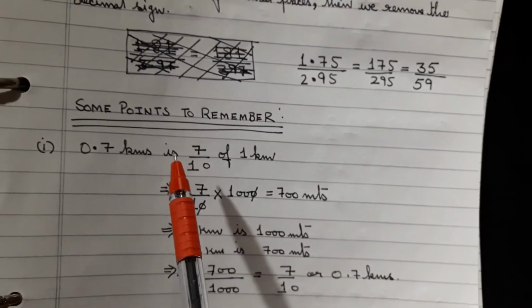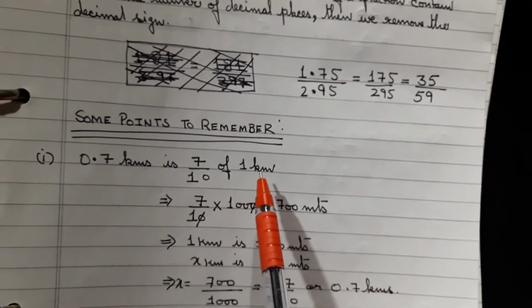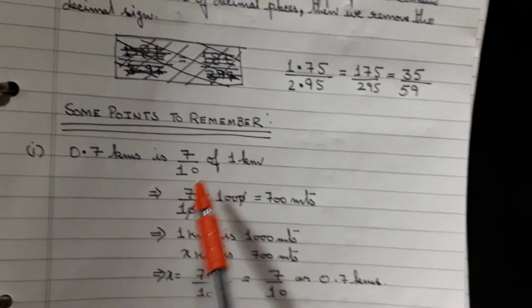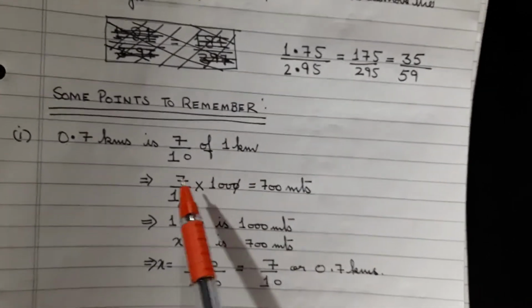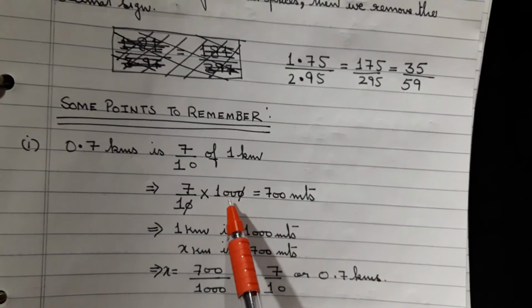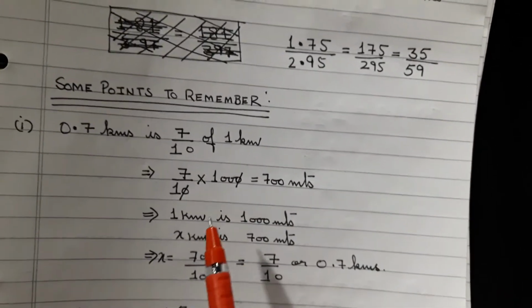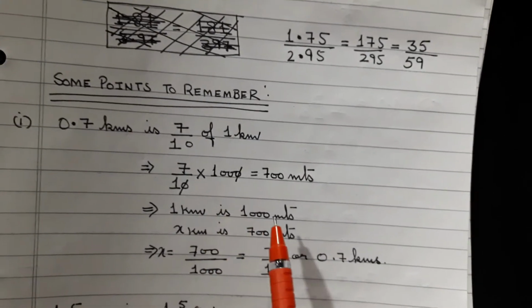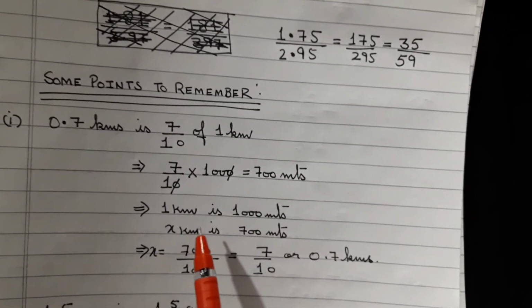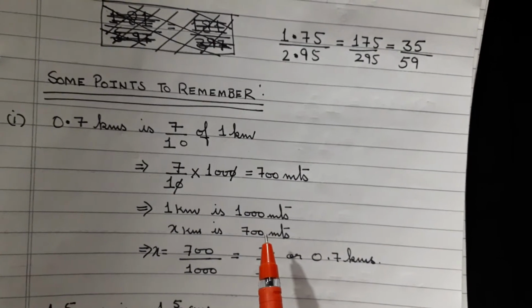Now some points for you to remember. 0.7 kilometers is 7 by 10 of 1 kilometer. How? Just try it, we will prove it. 7 upon 10 of 1 kilometer means 1000 meters, so 700 meters. Now let us see, 1 kilometer is 1000 meters, so x kilometers is 700 meters.